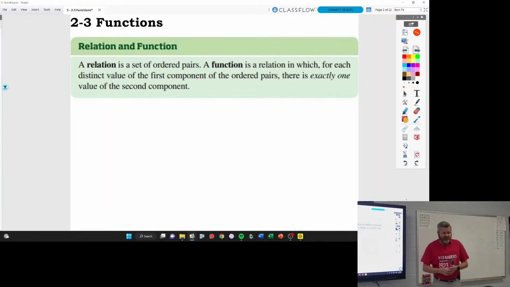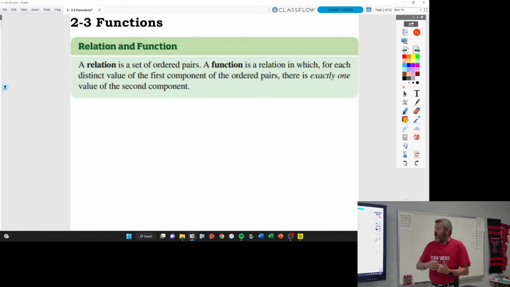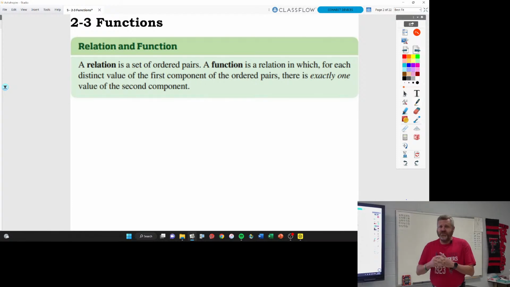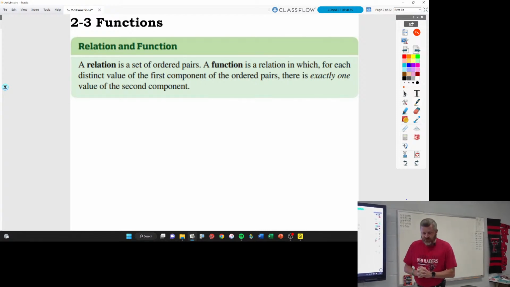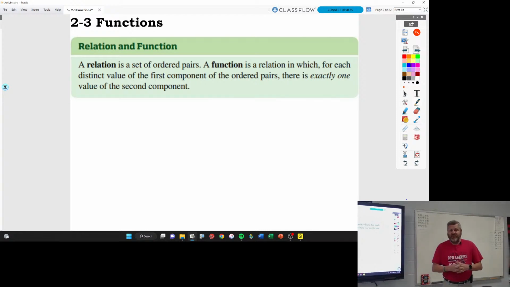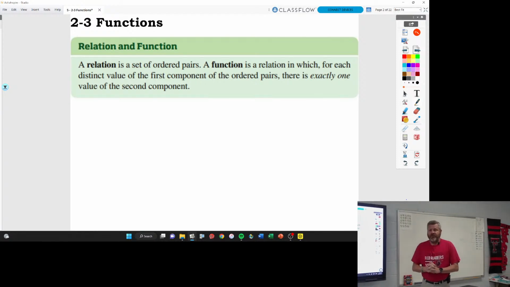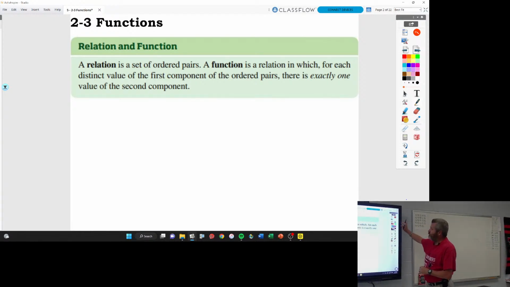So a relation, any set of ordered pairs is a relation. A function is a special relation in which for each distinct value of the first component of the ordered pairs, there's exactly one value in the second component. So a relation can be any set of ordered pairs. It could be a graph, whether it's a line, a circle, a parabola, an ellipse, anything that I can draw on a graph, that is a relation. Function is very specific, and we'll talk more about that as we move on.